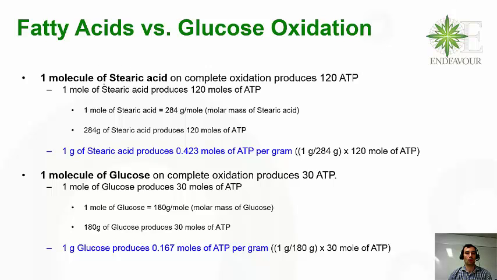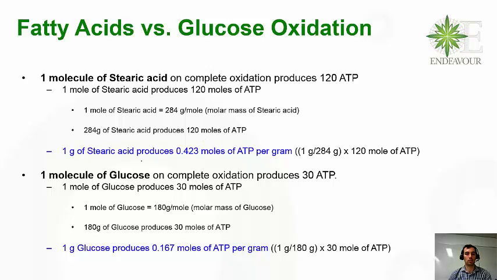So if you start with 1 molecule of stearic acid giving 120 ATP, using that same ratio tells us that 1 mole of stearic acid will produce 120 moles of ATP. So basically you're getting 120 times more than you're putting in. So you're putting in 1 mole of stearic acid, getting 120 moles out. So for 1 mole of stearic acid, if you add up the molar mass using the periodic table, you get 284 grams per mole. So that means we need 284 grams of stearic acid to produce 120 moles of ATP.